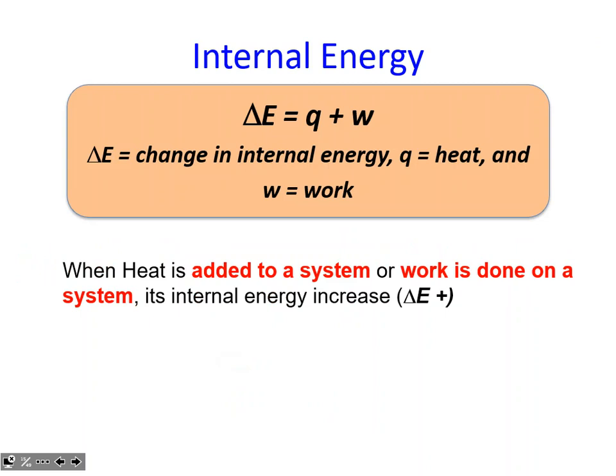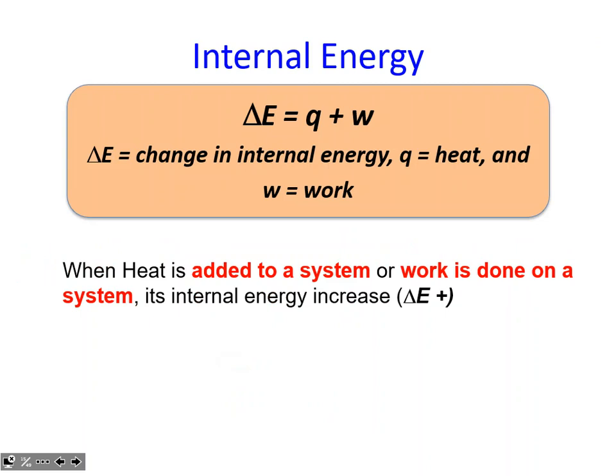When heat is added to the system or work is done on a system, its internal energy will increase. Adding heat and doing work on the system are both positive results for that internal energy. The opposite is also true. If heat is lost from the system and work is done by the system, then your delta E is always going to come out negative, and the system loses.